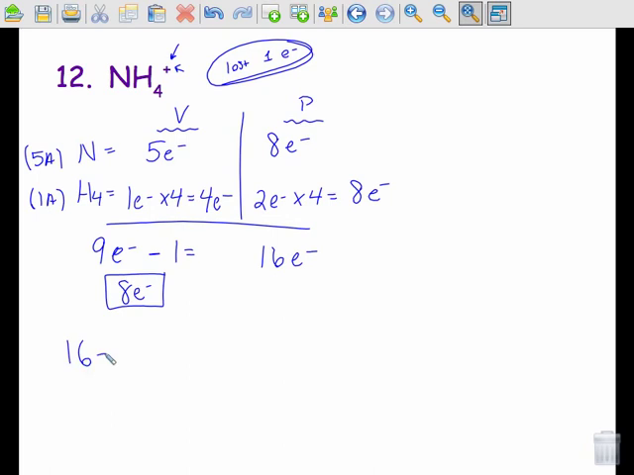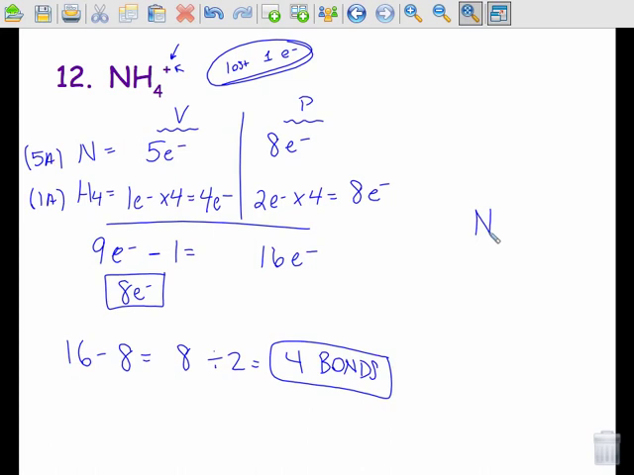So to get my bonds, again, everything else is now normal. 16 minus 8 is 8, divided by 2 is 4. So I want to show 4 bonds. Completely normal, that math. Out of nitrogen and hydrogen, nitrogen is most likely to be the central. And the easiest way to connect 4 hydrogens with 4 bonds is with 4 single lines.